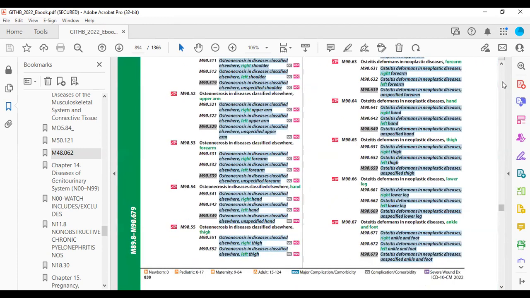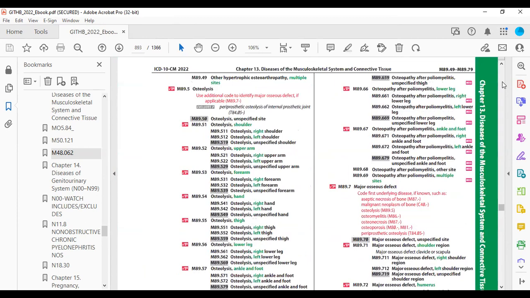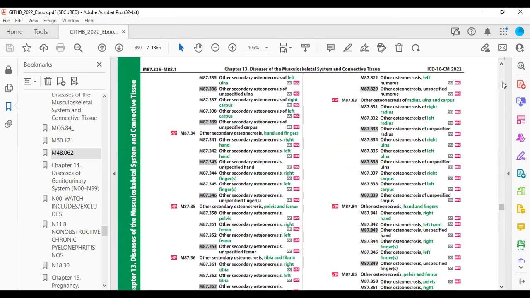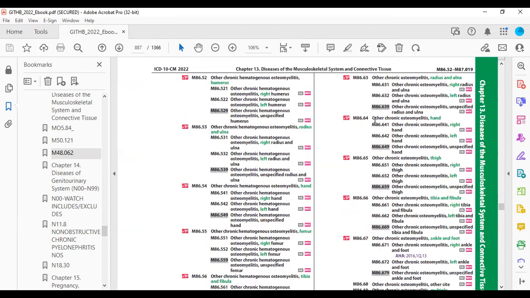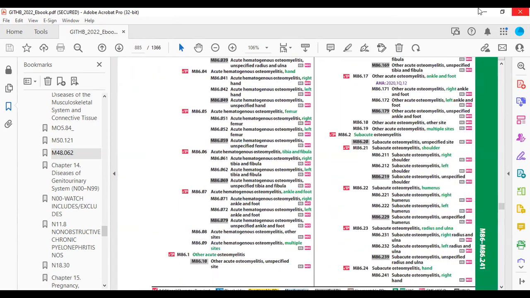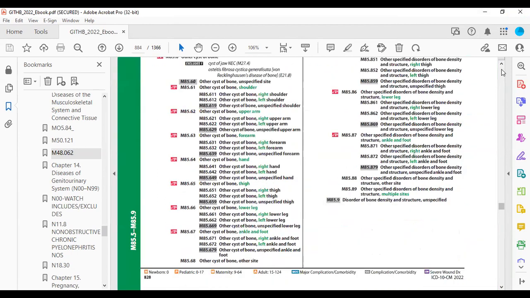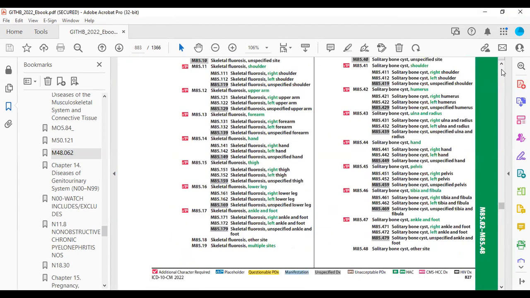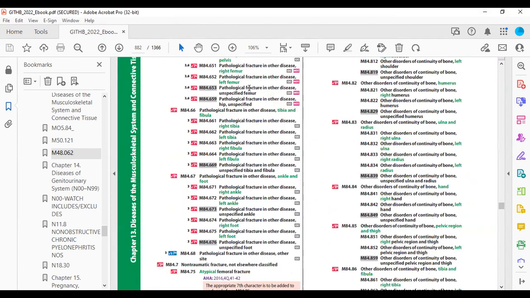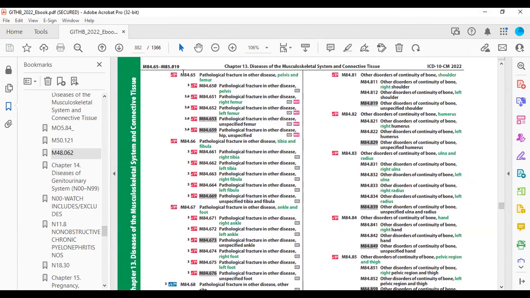Went a little bit too far there. Okay, so you can see these here. Pathological fracture in other disease. In green, you'll see here pelvis and femur. Down here, M84.66, tibia and fibula. Then look here, it gives us all these characters.